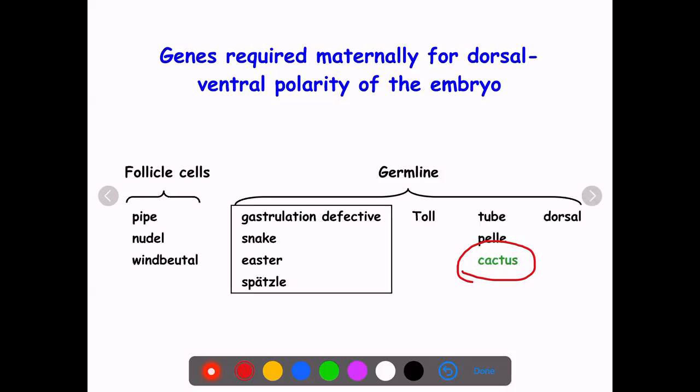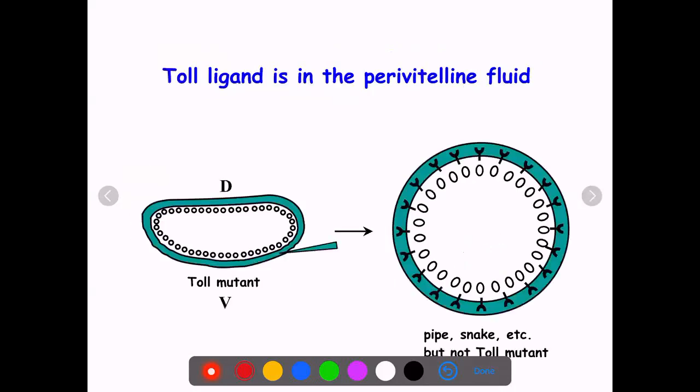Okay, so next are the gastrulation defective, Snake, Easter and Pipe genes. Those genes are mostly about the ligand. So Toll ligand is in the perivitelline fluid, which is the perivitelline space. So this is the needle. You suck out some of the fluid from a pipe, snake, and GD mutant. Okay, but not the Toll mutant, right?